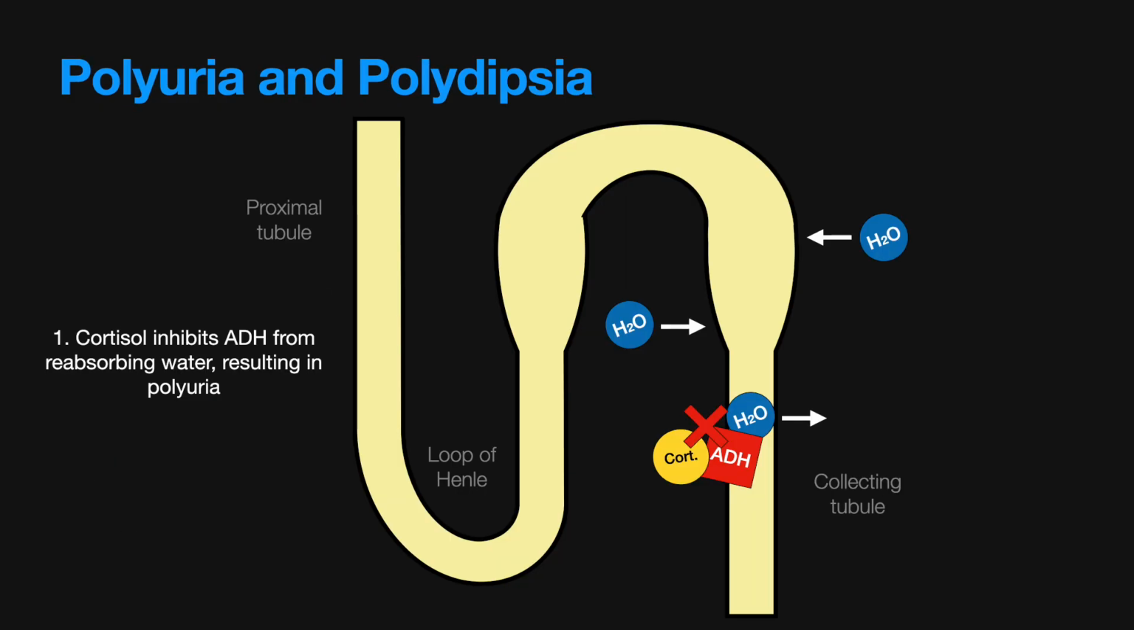Polyuria and polydipsia is another common outcome from hyperadrenocorticism. This is because cortisol can inhibit antidiuretic hormone in the kidneys, which normally stimulates reabsorption of water from the urine. This results in production of large amounts of urine, thus causing polyuria. The increased fluid output results in dehydration, which then stimulates polydipsia.